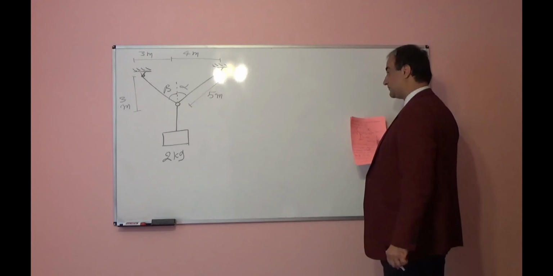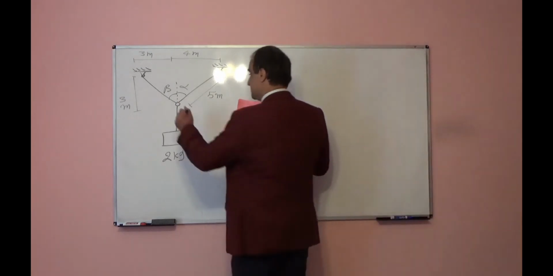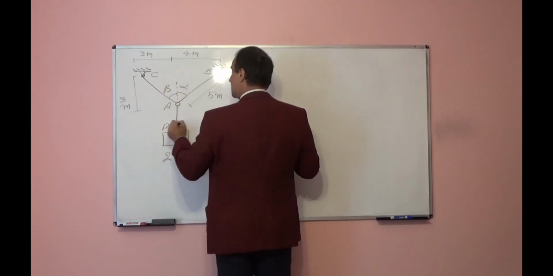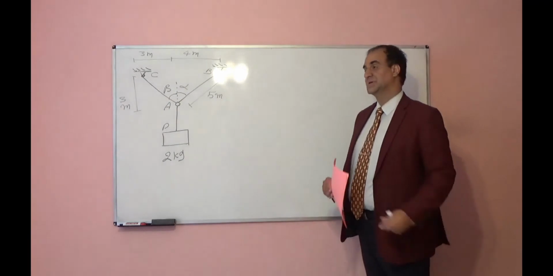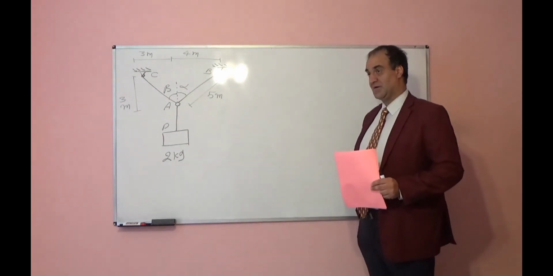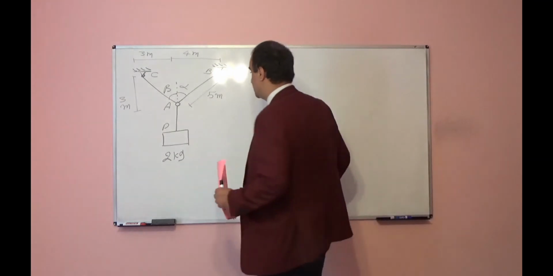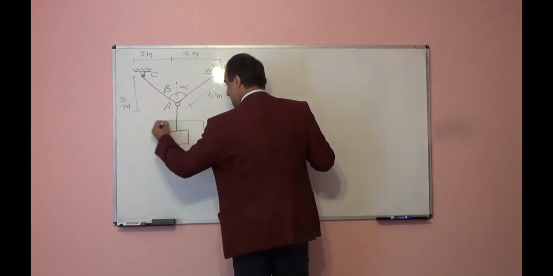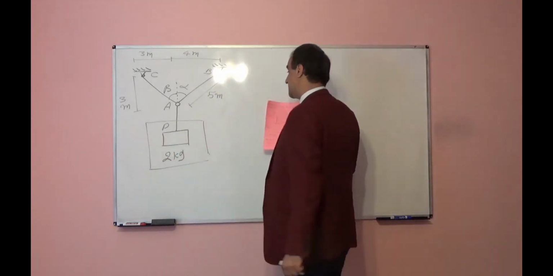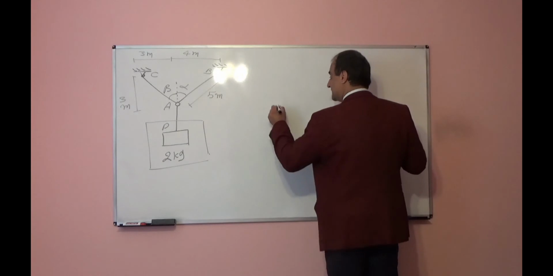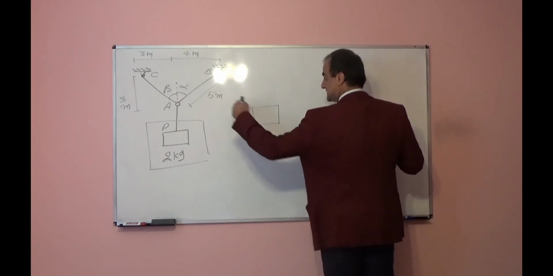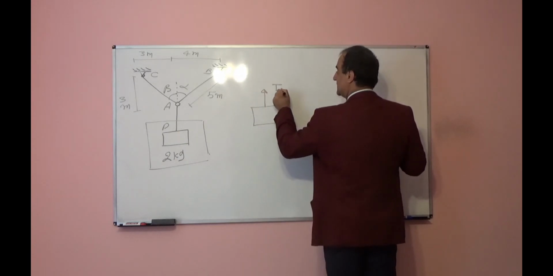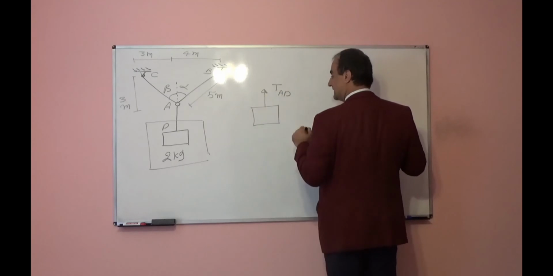Now, let's label the points A, B, C, D. I want to find the tension force in each cable to see how much force we have in each cable. Let's look at the free body diagram. For the first free body diagram, I will look at the equilibrium of this box. So I will cut like that, and I will release the box from the surroundings. So this will be TAD. I want to find that, it is unknown.